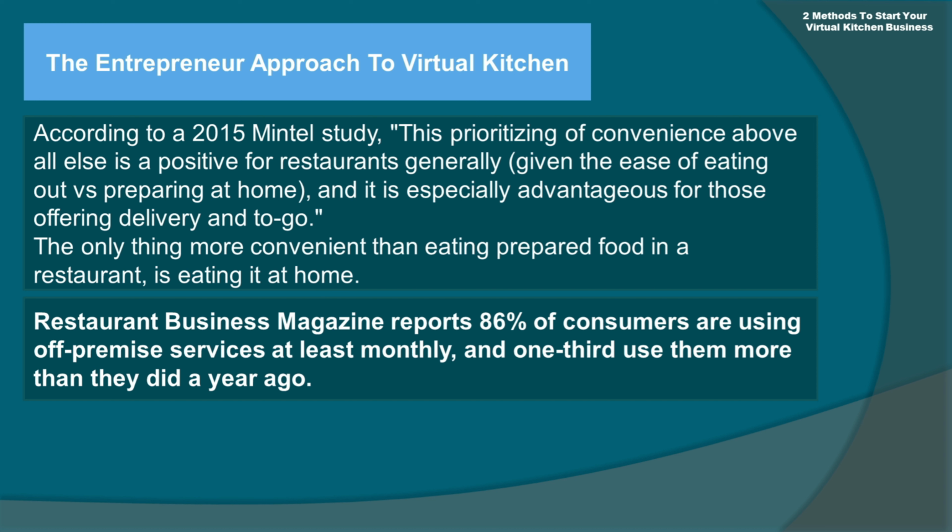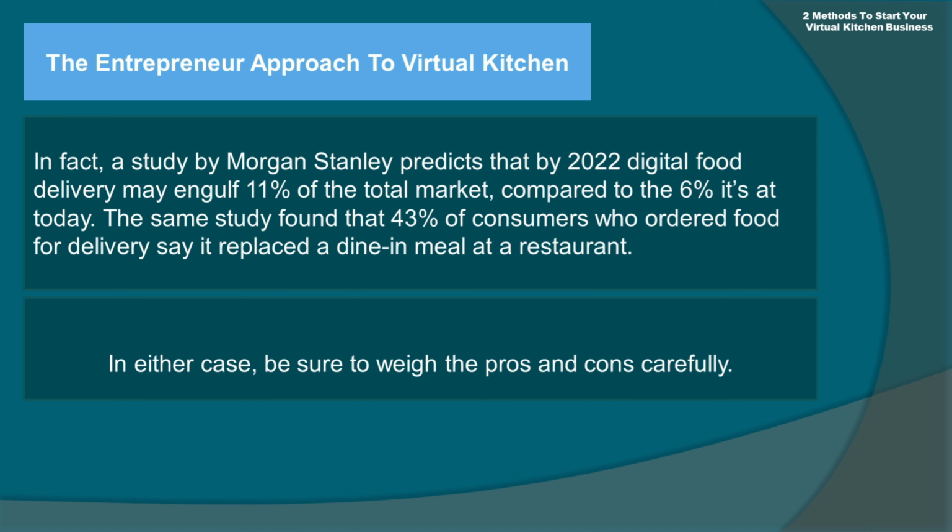Restaurant Business Magazine also reports about these things. About 86% of consumers are using off-premises service at least monthly. One third of them use it more than they did a year ago. So there's going to be a lot of demand in it. So you've got to be preparing for all of that, right?